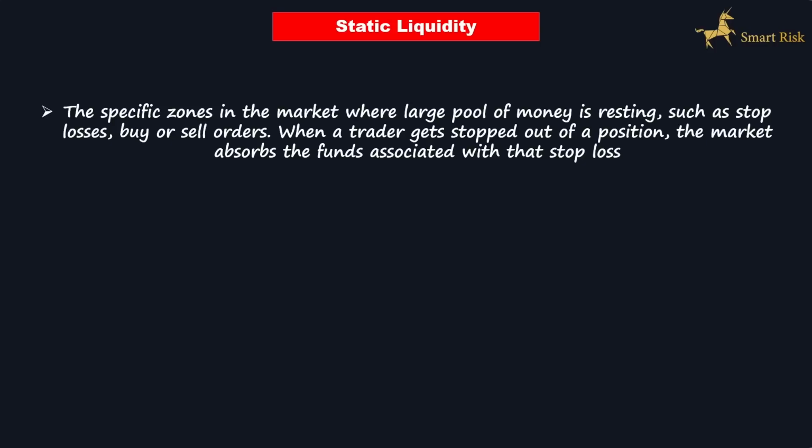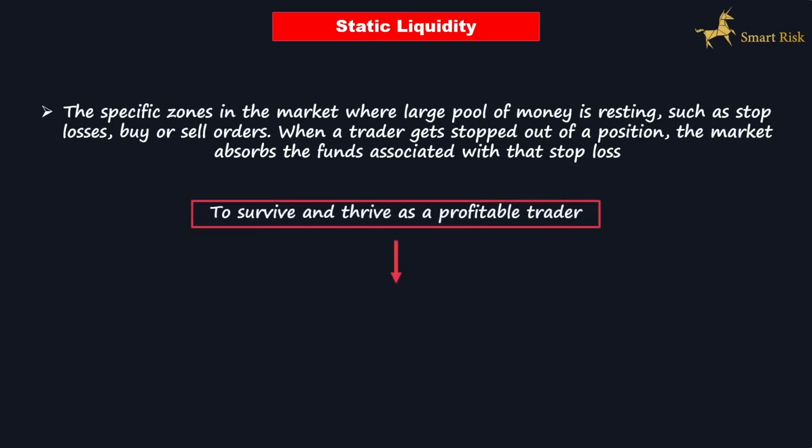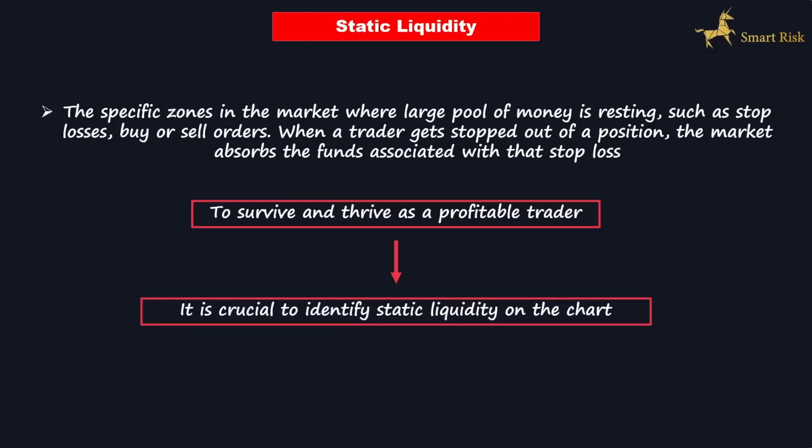It is often speculated that central banks or large financial institutions may manipulate the market, creating scenarios that deceive traders into believing they have a clear understanding of price action. To survive and thrive as a profitable trader, it is crucial to identify static liquidity on the chart. These areas, where significant volumes of orders are present, can provide insights into market dynamics and help prevent substantial losses.